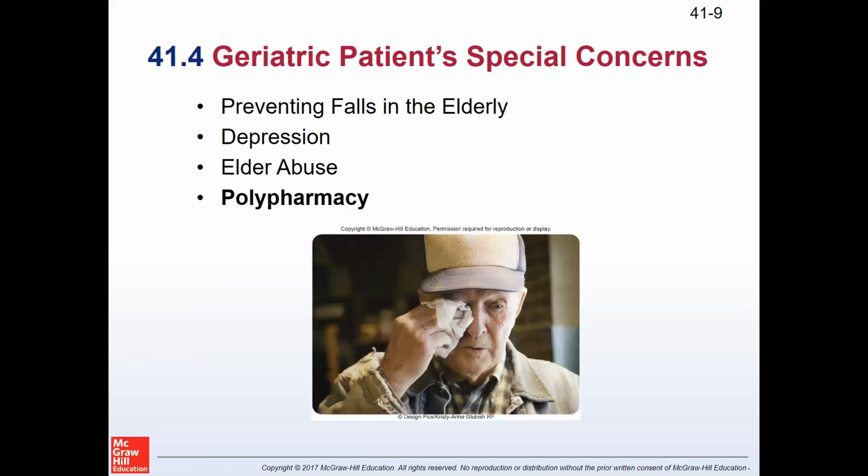Some special concerns, our main one is falling. As we get older, our bones and our muscles don't work like they should. Depression is a real thing in older people, especially whenever they start losing their loved ones or losing people around them. Elder abuse does happen also. People financially take older people's money. They will abuse them, not take care of them, and even emotionally.